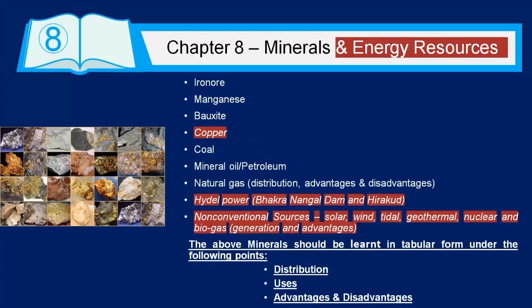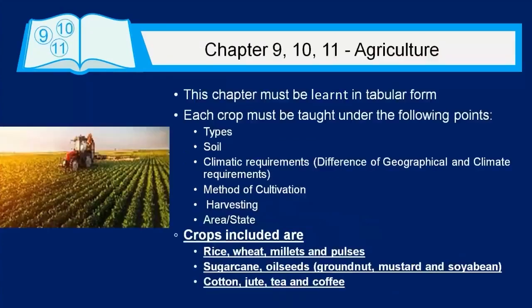Non-conventional sources of power are solar, wind, tidal, geothermal, nuclear and biogas. These have to be learnt as per their generation, advantages and disadvantages of each source of power. Agriculture is a very vast topic and you must learn it in two parts.